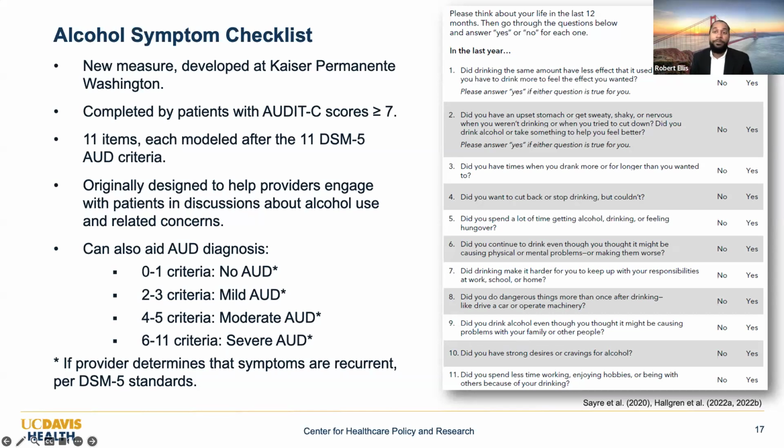And all 11 items are modeled after the 11 DSM-5 AUD criteria. It was originally designed to help providers engage with patients in a discussion about alcohol use and related concerns, because it measures the symptoms as well as symptom severity. It can also aid in making a more specific AUD diagnosis, because it can be broken into 4 categories: 0 to 1 means no AUD, 2 to 3 is mild AUD, 4 to 5 is moderate AUD, and 6 to 11 is severe AUD.